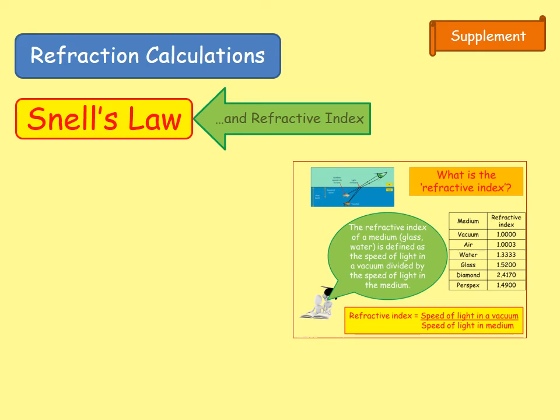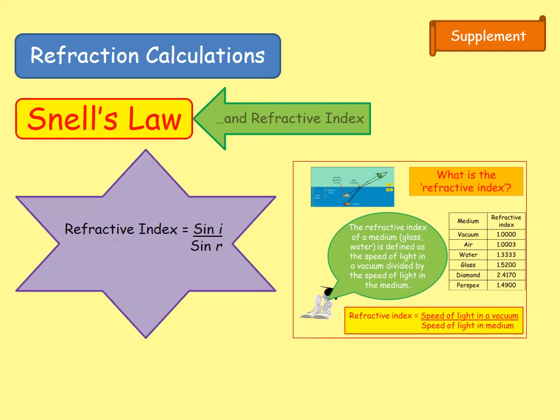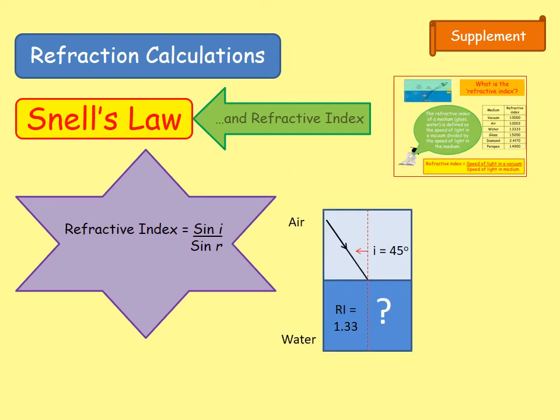This is known as Snell's law, and this is where refractive index comes in. We were discussing refractive index earlier, the ratio of the speed of light in a vacuum compared to the speed of light in a medium, how it slows down. The refractive index is sine i over sine r.